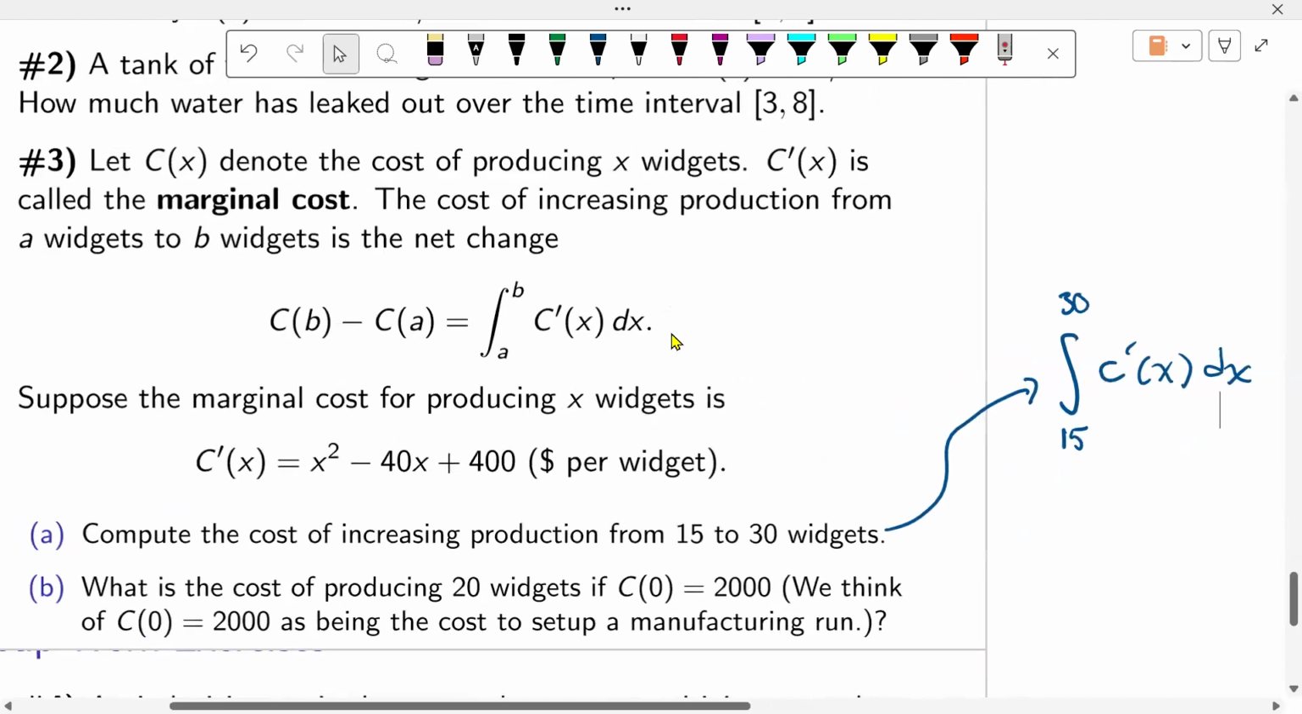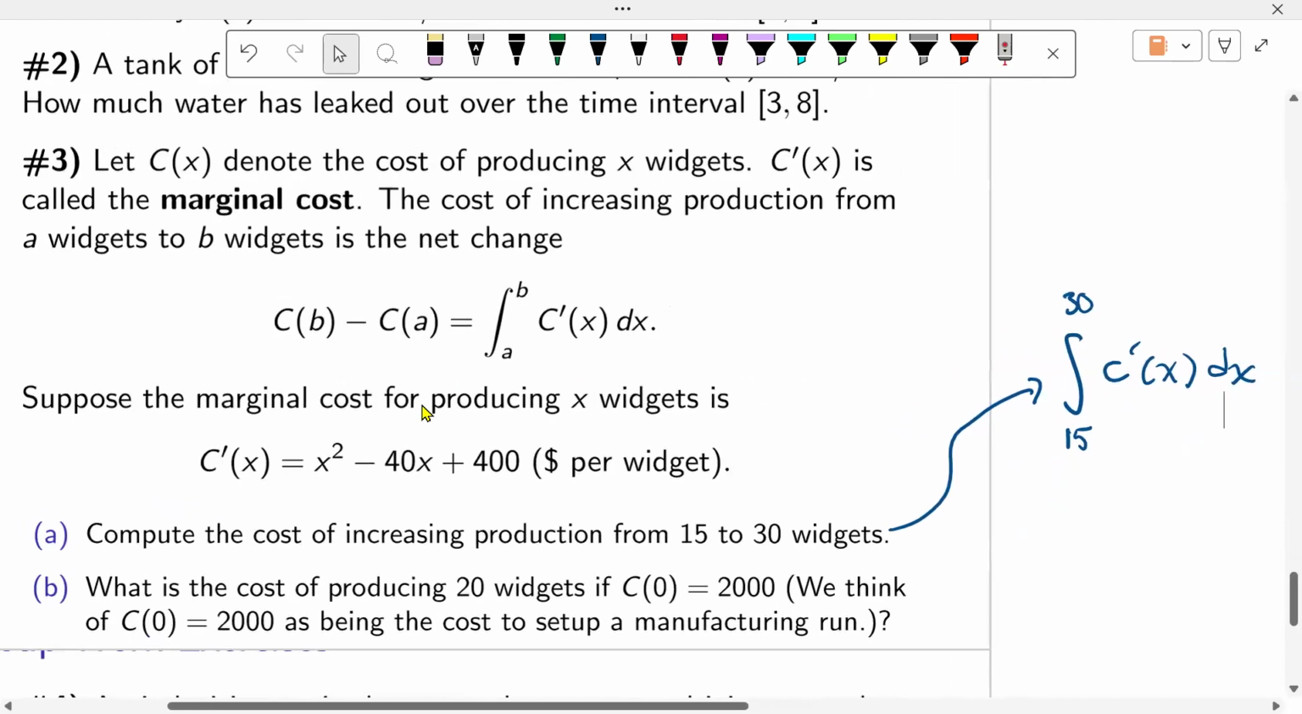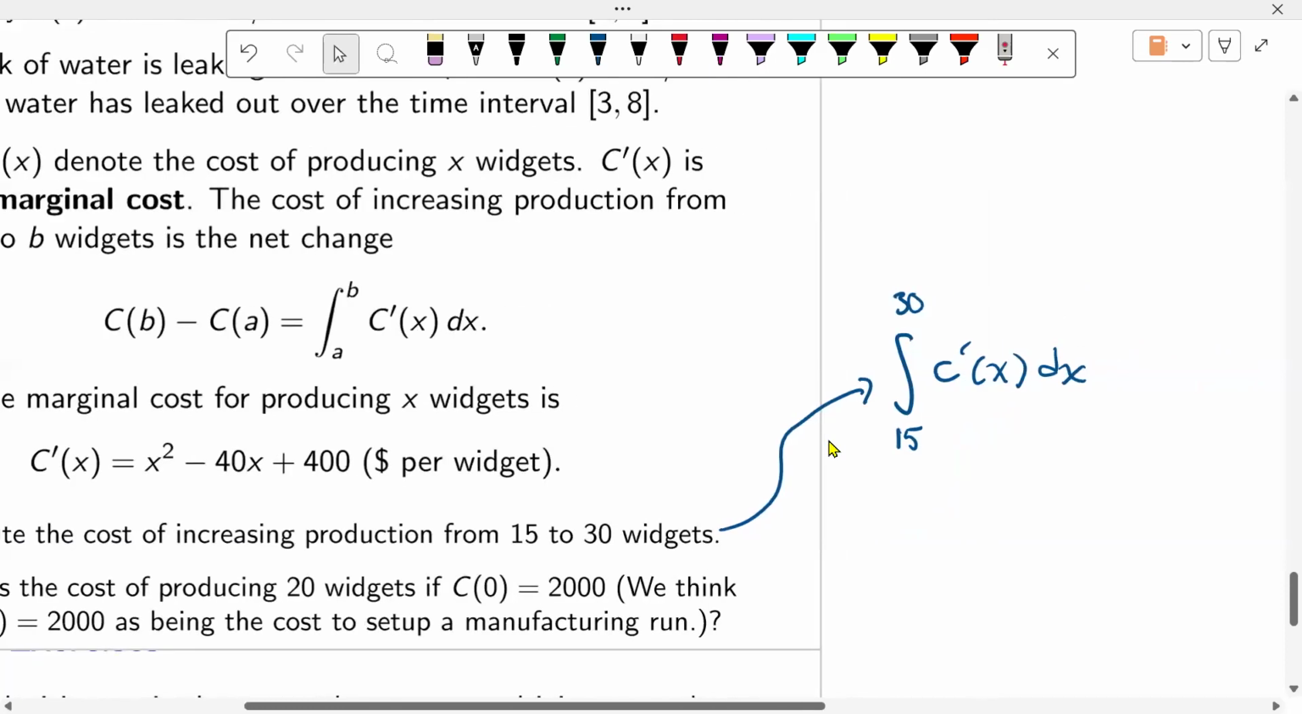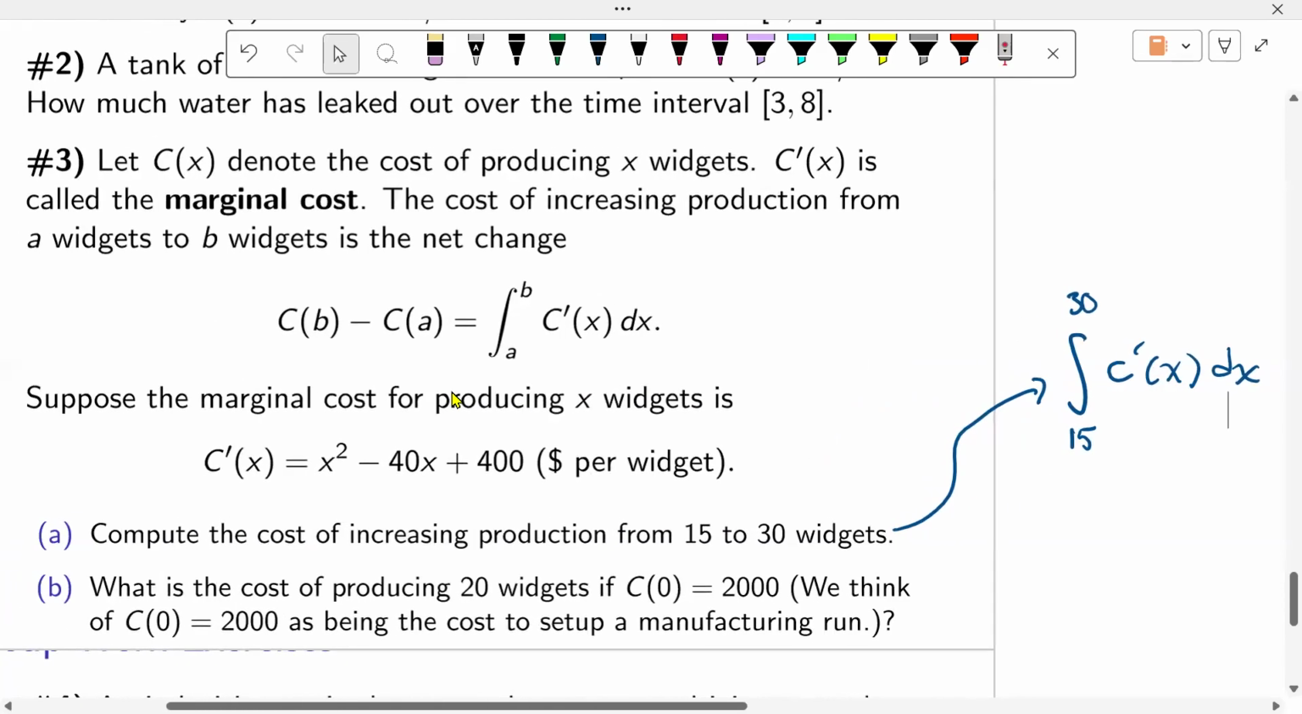Hold on, wait, I haven't gotten to part B yet. So I tell you what C prime of X is. And basically part A is just asking you to do this integral. You just plug in what that quadratic is and you do the integral from 15 to 30. But then part B gets a little bit harder. There are multiple ways of doing this, and I'll let you think of the one that you think makes most sense.